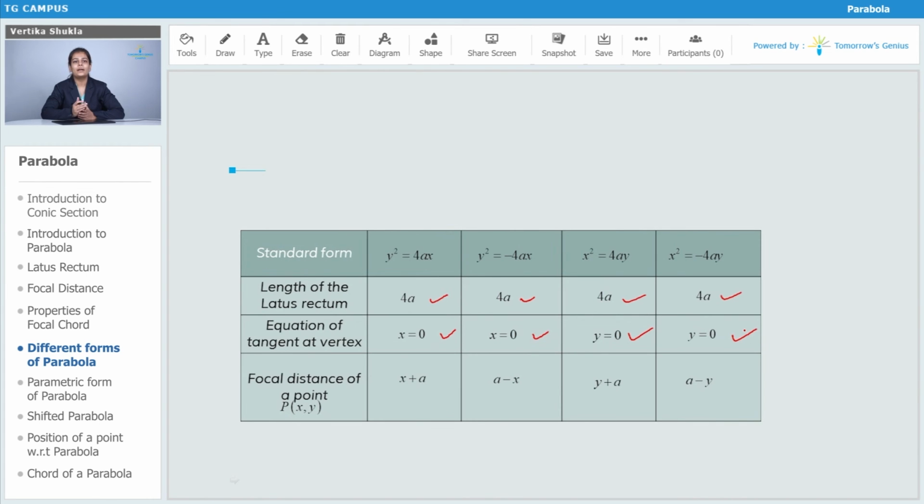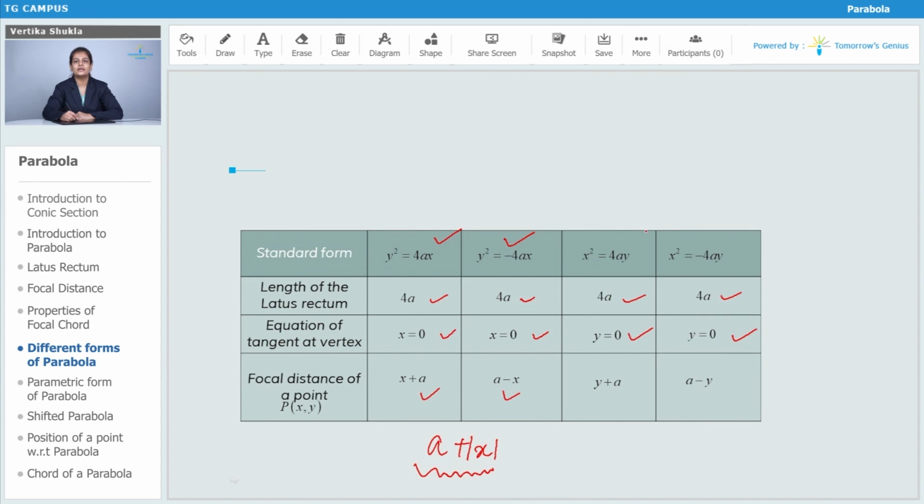Coming to the focal distance of a point, the focal distance of a point P(x, y) for y square is equal to 4ax is x plus a. For y square is equal to minus 4ax it is a minus x. Now one thing that I can tell you over here is that if you take a plus mod x, then this is the focal distance of a point P(x, y) for the parabolas y square is equal to 4ax and y square is equal to minus 4ax. So instead of learning them as x plus a and a minus x, you can just remember one term which is a plus mod x. Now depending upon whether x is positive or negative, you can open the modulus sign.